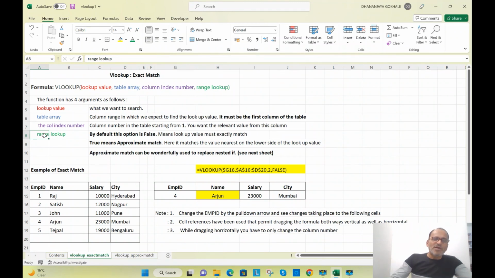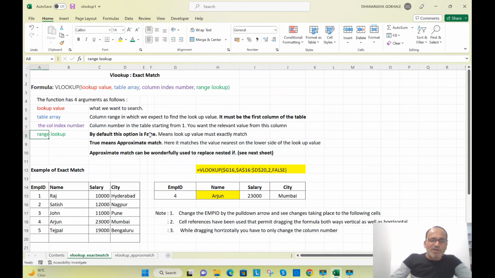Range lookup means it should be either an exactly matching value. That means if the employee ID is 4, it must be 4 only and not nearby. Not 5 instead of 4, nor will 3 do. So it should be an exact match. When it is an exact match, you put the value as false, and it's the default value.